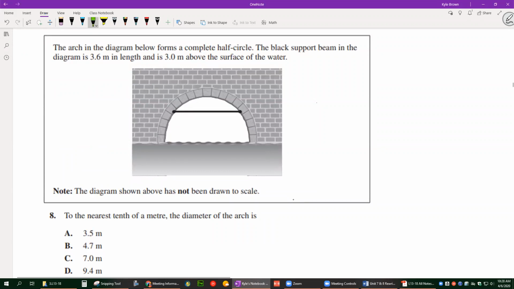So it says, the arc in the diagram below forms a complete half circle. The block support beam in the diagram is 3.6 meters in length and is 3 meters above the surface of the water. It says, note, this diagram has not been drawn to scale. To the nearest tenth of a meter, the diameter of the arch is. So this one is looking for this to this, right? Or the whole thing. So the diameter of that arc.